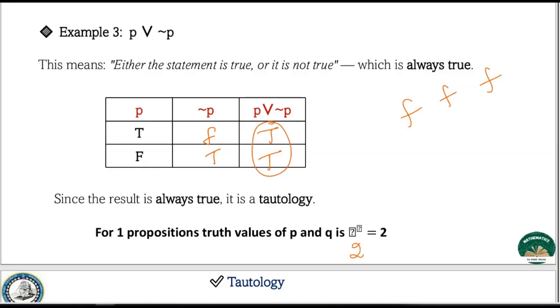Here it will be 2 to the power of 1. We have only one compound statement, so we'll have 2 rows, plus 1 for the heading. It will be 3 rows.